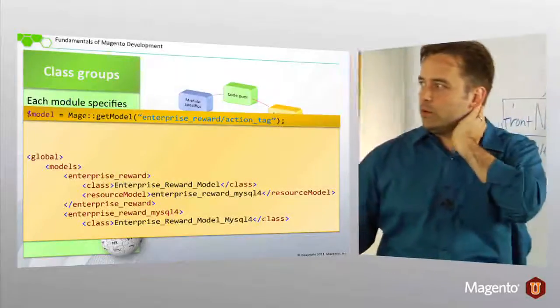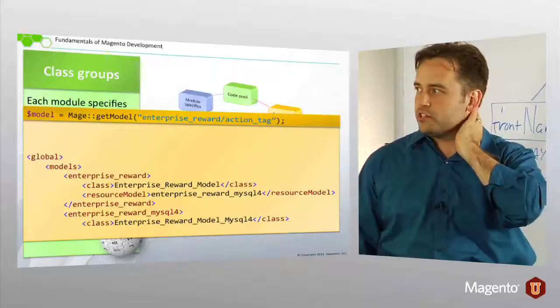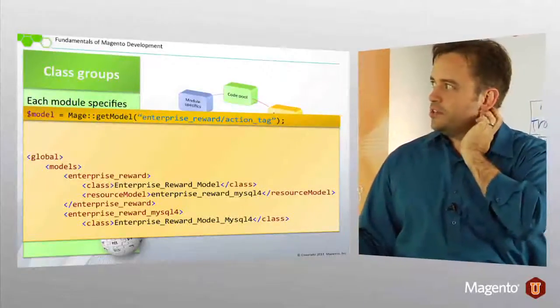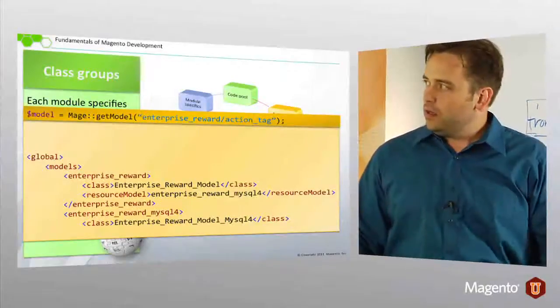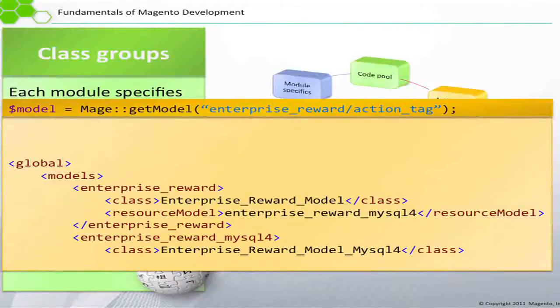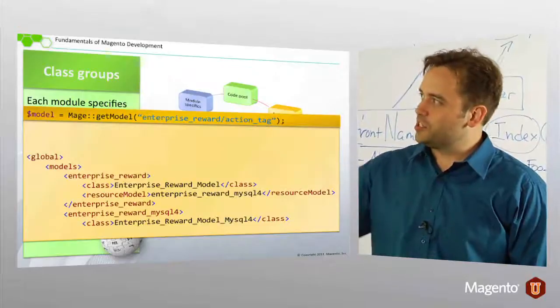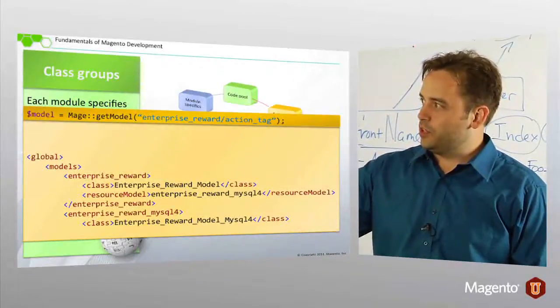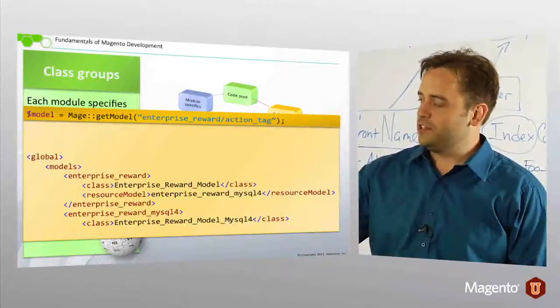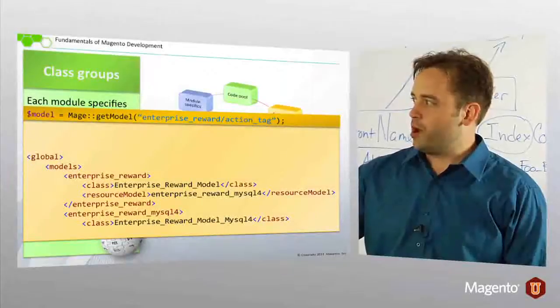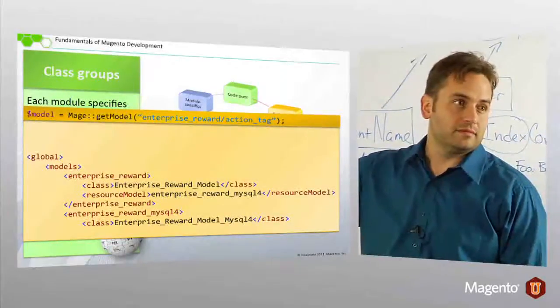For the class group, again, we'll look at one of the enterprise module configuration. So in the enterprise reward module, in app/code/core, Enterprise, Reward, etc, config.xml, we'd have a config node, and then global, models, enterprise_reward, enterprise_reward, enterprise_reward. That's our class group. And again, the system uses this to look up this node, and then in this node finds this class node, uses this value, tries to load Enterprise_Reward_Model_Action_Tag. Okay?